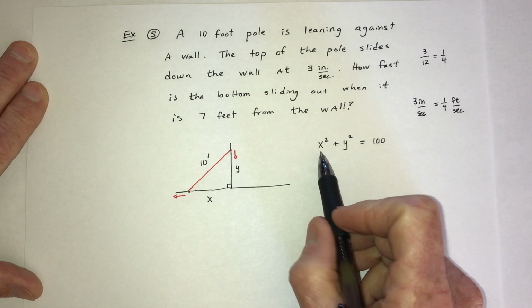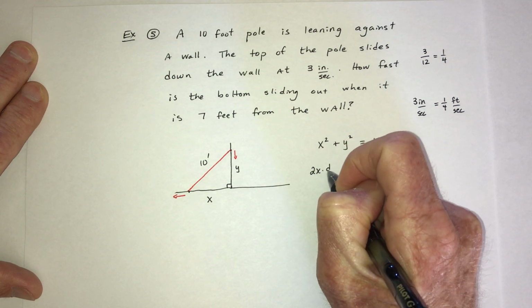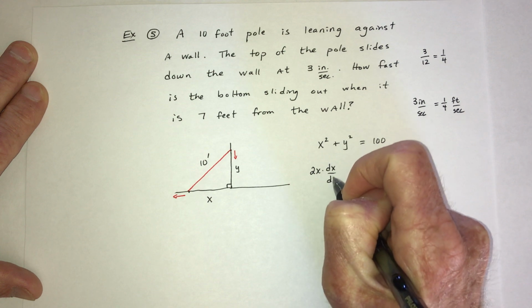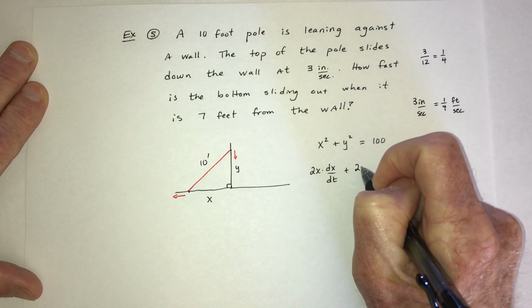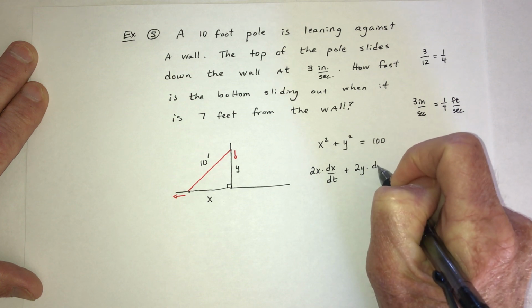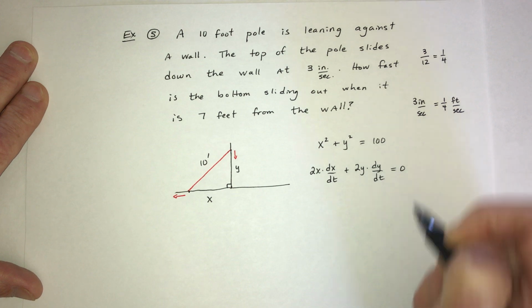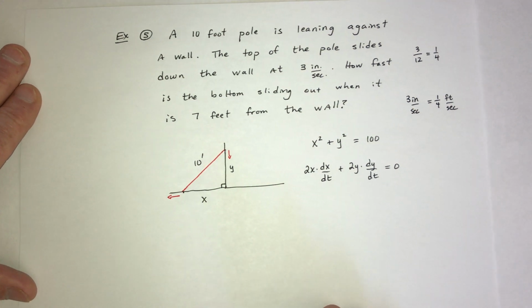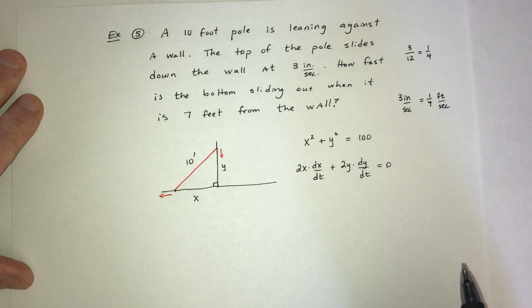Okay, then take the derivative. So it's going to be 2x and then times the derivative of x with respect to t, and then 2y times dy/dt, and equals 0. Now on all the other ones, I plugged in the numbers and then did the algebra. I could also do it the other way around. I could do the algebra right now.